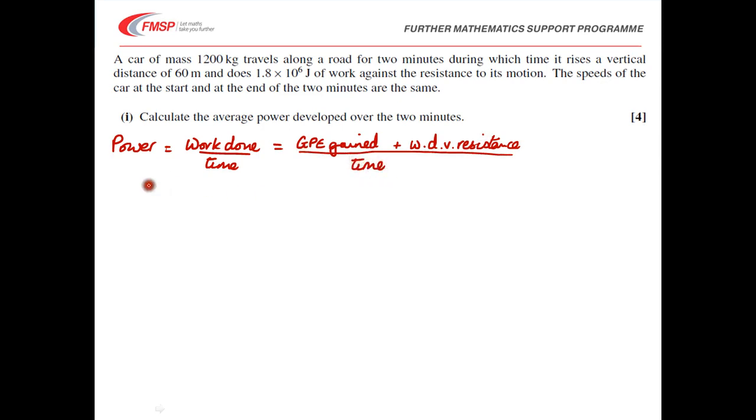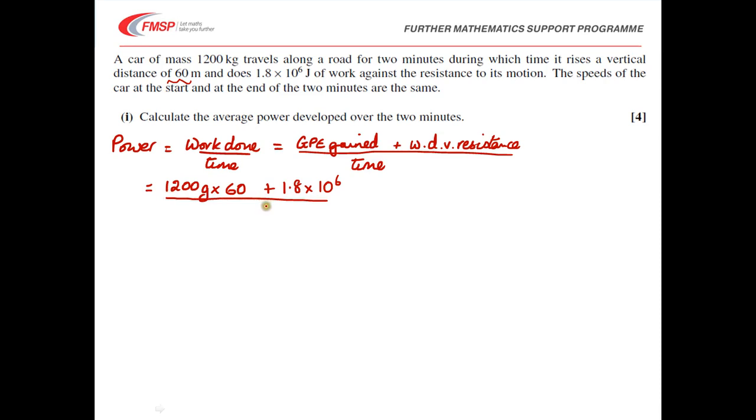So let's put some values in there. Gravitational potential energy gain, so mgh, that's going to be 1200, that's the mass, times 9.8, multiplied by the height it's risen through, which we're told is a vertical distance of 60 metres. And we're going to add that work done against resistances. Well, again, they're giving us the value of that work done against resistances, 1.8 times 10 to the 6. And we're going to divide that by time.